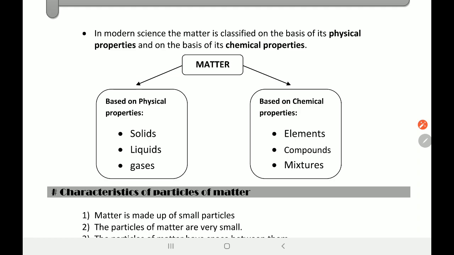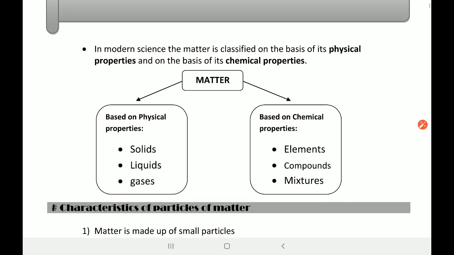In the next topic we will be working on classification based on chemical properties. So chemical property, just keep it aside. Let us talk about how, in modern science, matter is classified. Matter is classified in terms of solid, liquid and gases. It's a very simple approach, so I don't have to tell you.